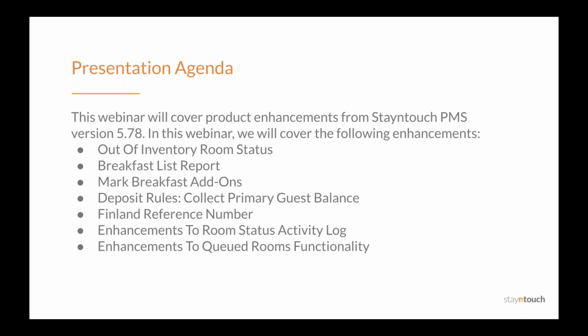Today's presentation will cover how you can get the most out of the Stayntouch PMS version 5.78 product release. In this webinar, we will cover the following enhancements: out of inventory room status, breakfast list report, mark breakfast add-ons, deposit rules for collecting primary guest balance, the Finland reference number, enhancements to the room status activity log, and finally enhancements to queued rooms functionality.